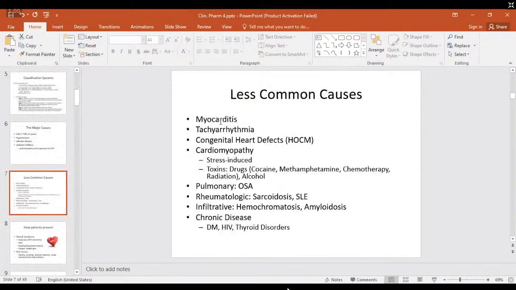Less common causes here include myocarditis. Tachyarrhythmias like atrial fibrillation are actually not a very rare cause. They are relatively more common.